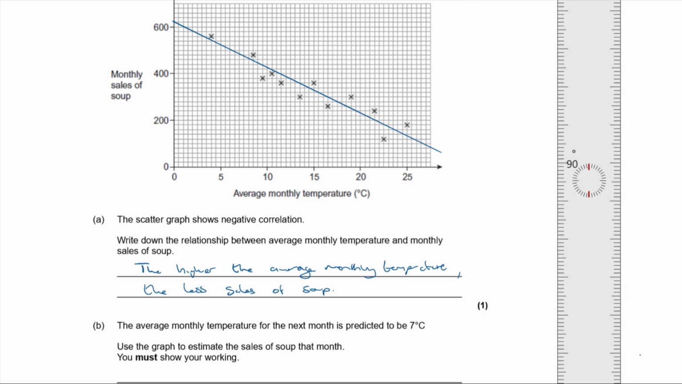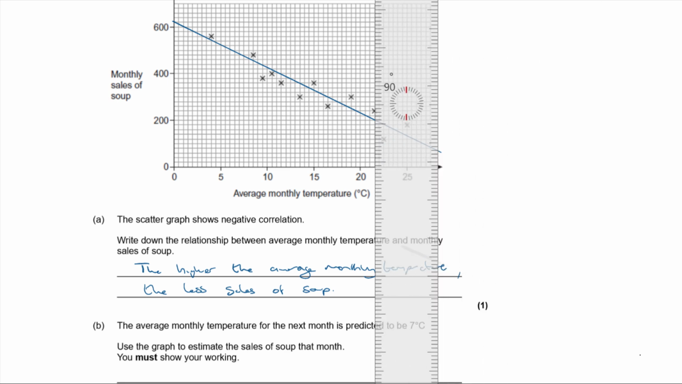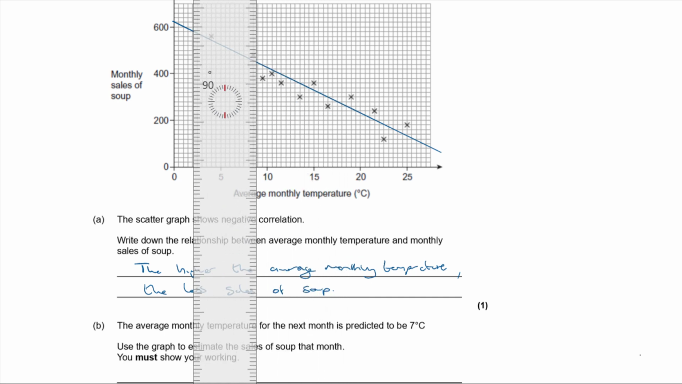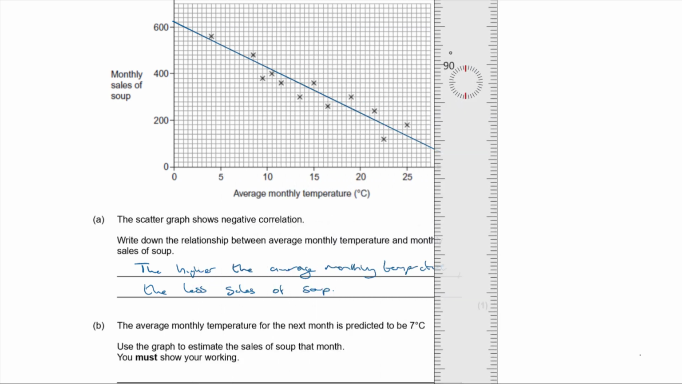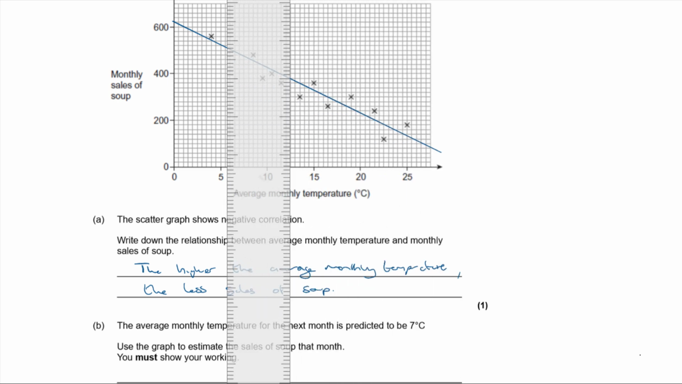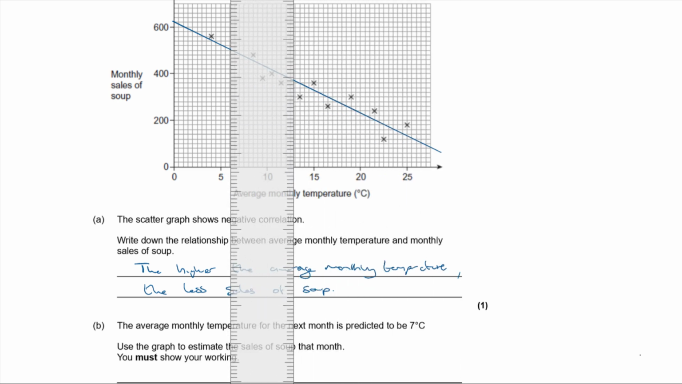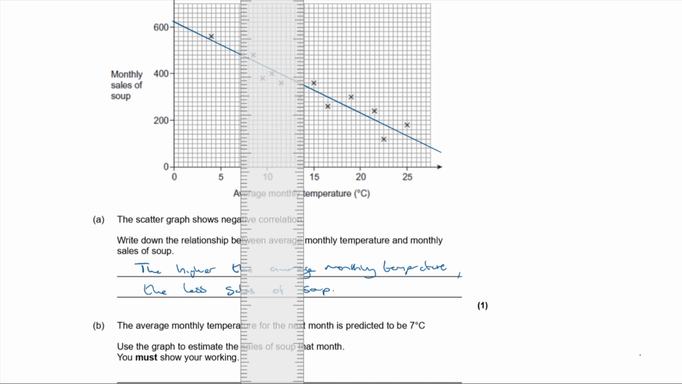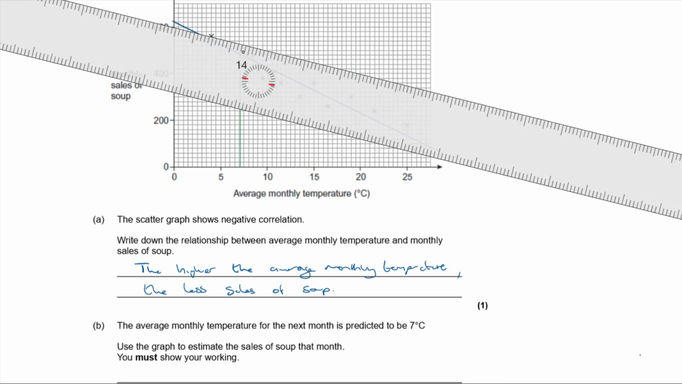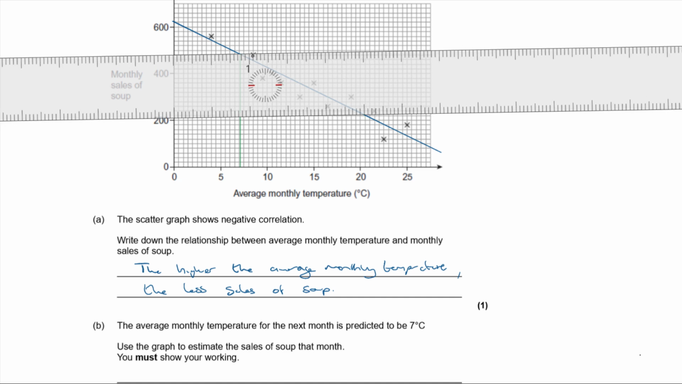Okay, so average monthly temperature next month is predicted to be 7 degrees. So find 7. I've got 10 divisions between 5 units here, so each one is, I need 2 squares for 1. So 7 is going to be 4 squares up from 5, and it's going to be there. Okay, so reading up from 7 till I get to my graph, and then I'm going to turn the other way.